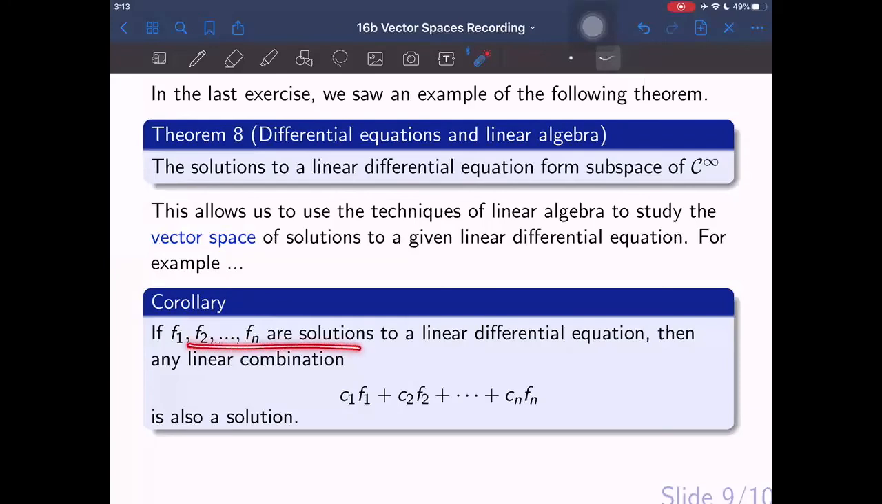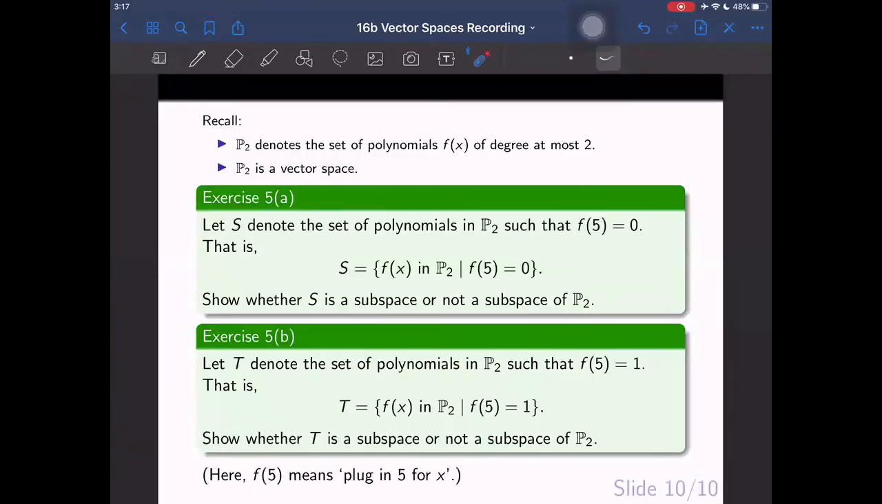If I know a bunch of solutions to a linear differential equation, then any linear combination of those functions is also a solution. A big part of differential equations is finding a few solutions and knowing that you can get all the solutions as linear combinations. I will end the lecture with two examples of sets whose elements are quite different from vectors.